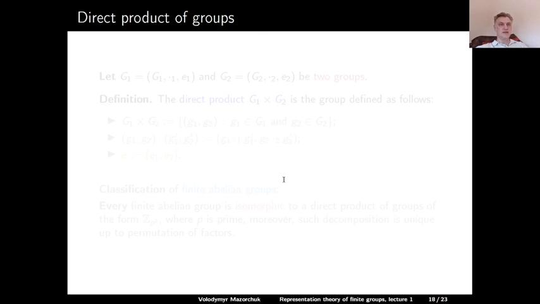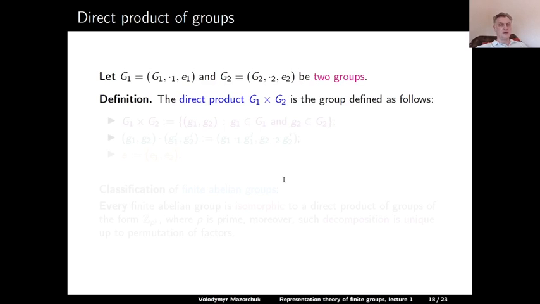Now let us discuss direct products of groups. Let G1 and G2 be two groups. Definition: the direct product of G1 and G2 is the group defined as follows. So the elements of this group are pairs (g1, g2), where g1 is an element of G1 and g2 is an element of G2. The product of these pairs is defined component-wise.